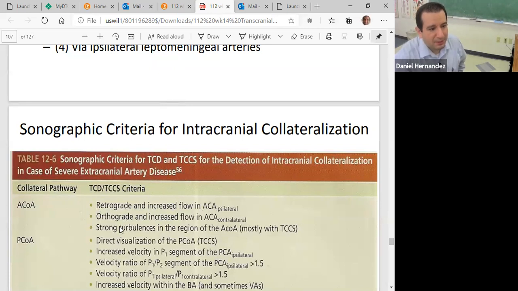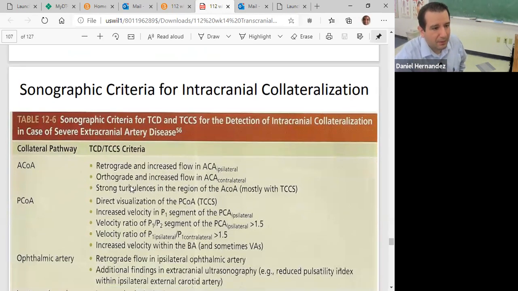And we'll see orthograde and increased flow in the contralateral ACA. And that collateral pathway is going to be through our anterior cerebral artery, anterior communicating artery. We'll see strong turbulence in the region of our anterior communicating artery.